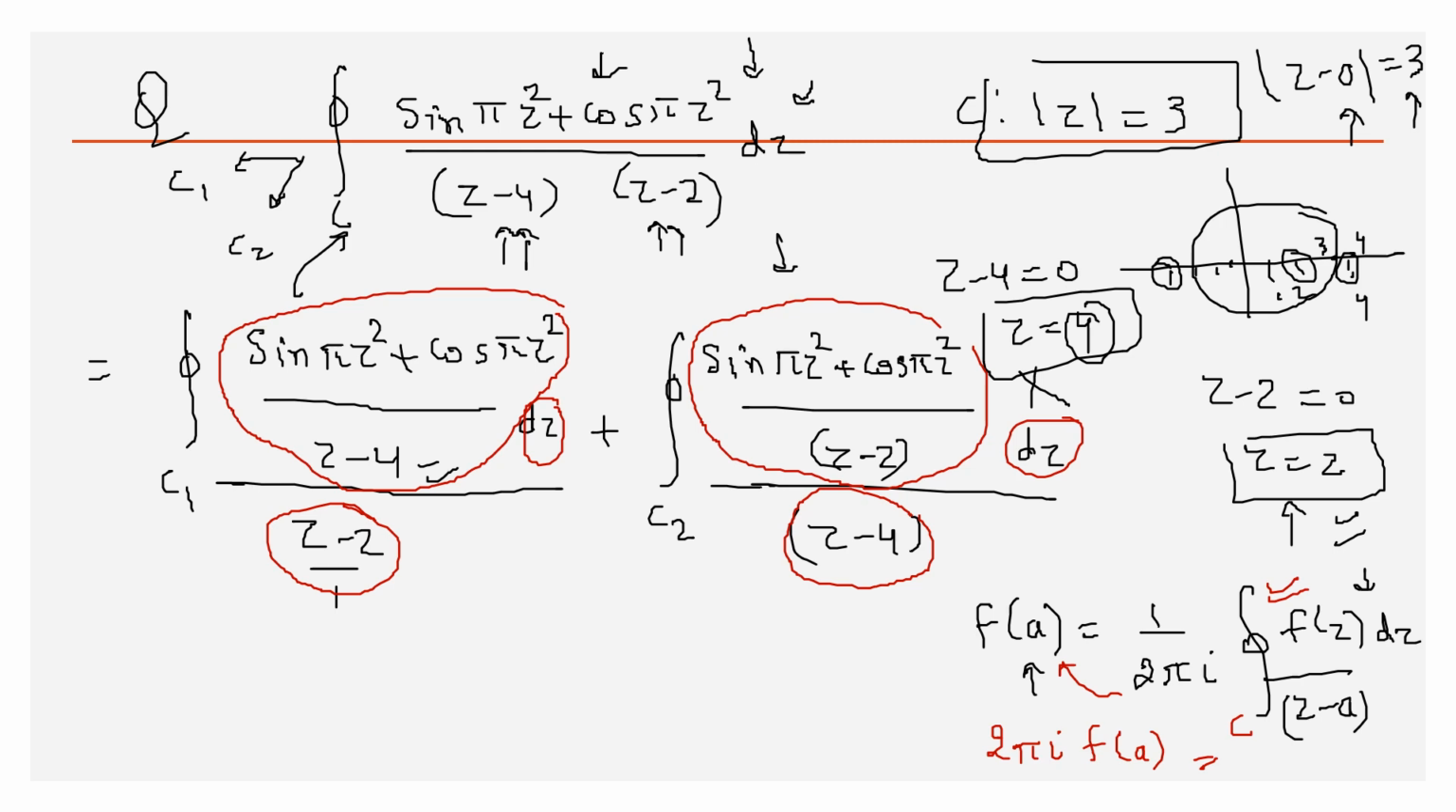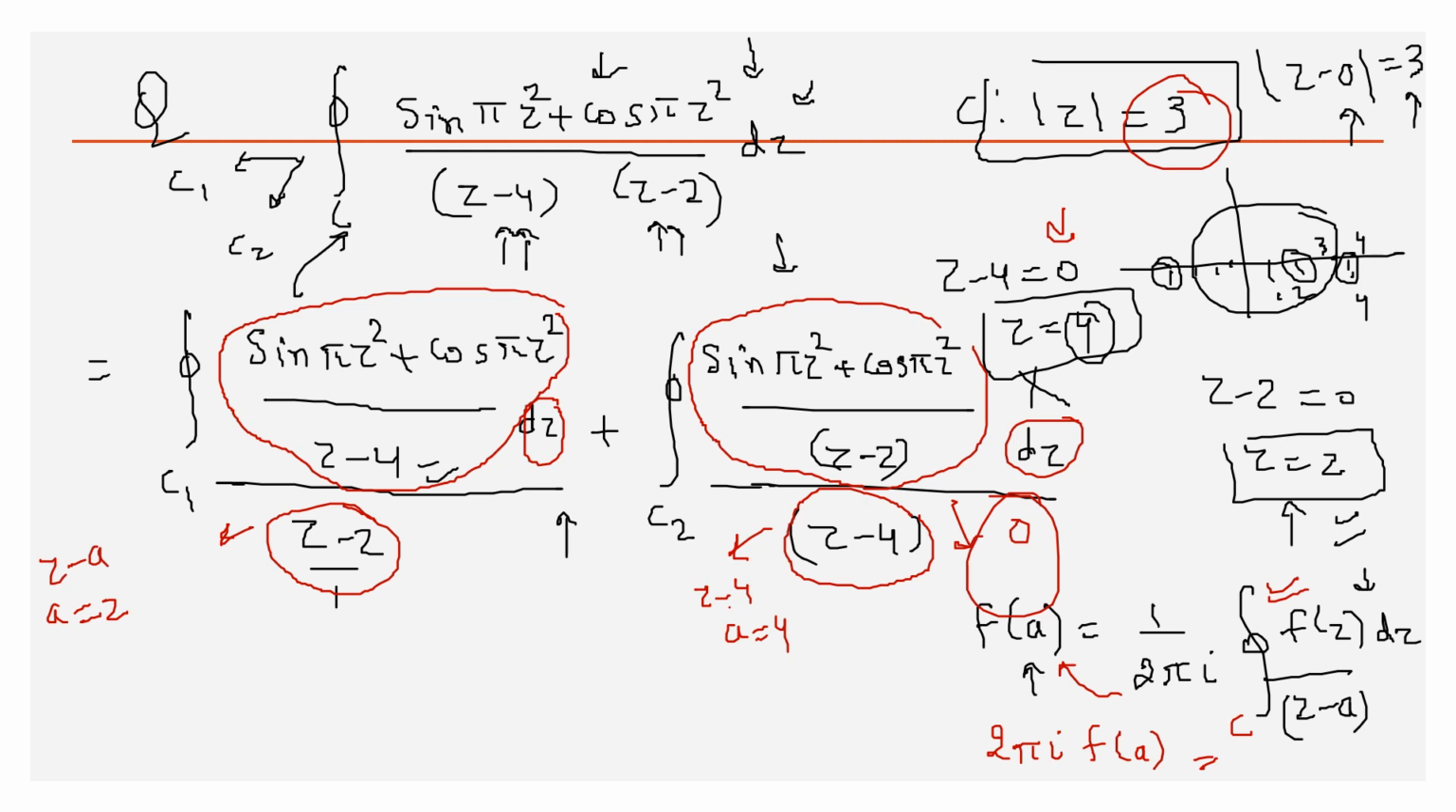So tell me, what is z minus a? What is a here? A is 2. What is z minus a here? 4. So a is 4. And we have already talked about that for 4, it is lying outside the region of convergence. So its integral will be 0. Correct? So what we are supposed to solve now? Only the C1 part. Correct? Because it is lying inside the region of convergence.